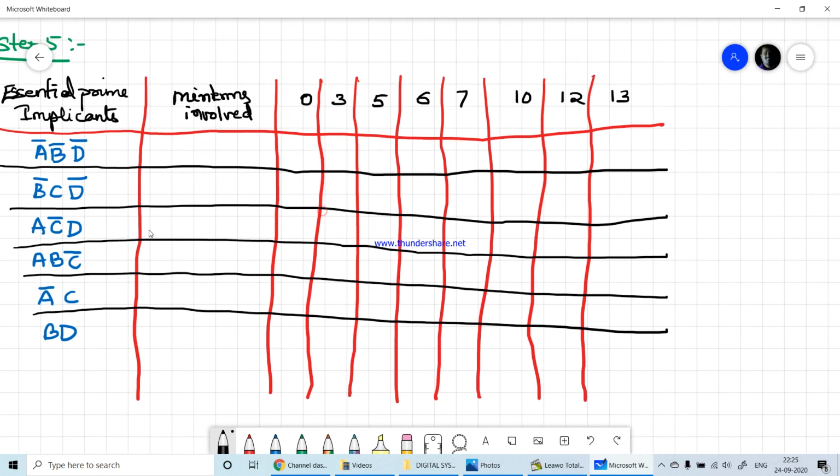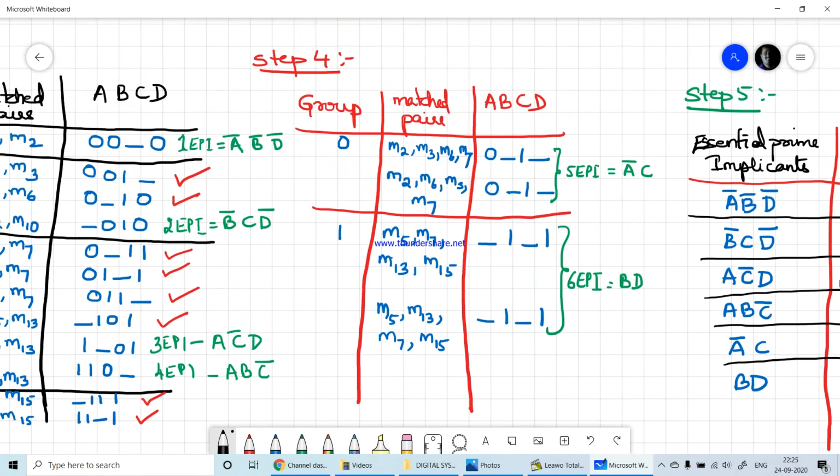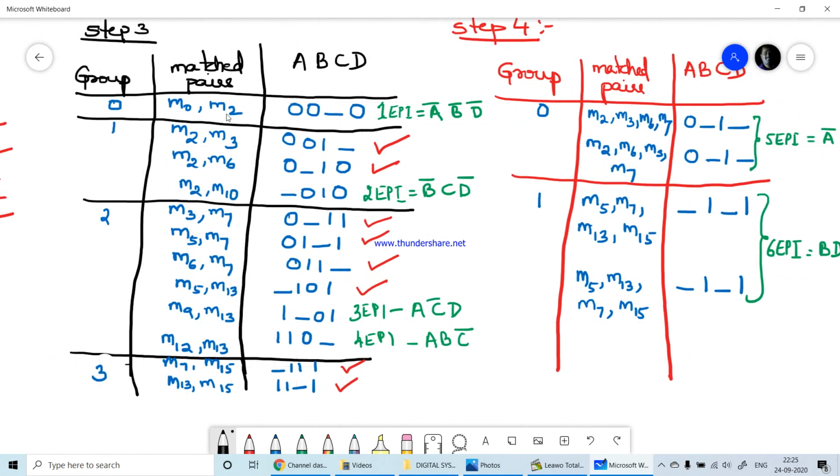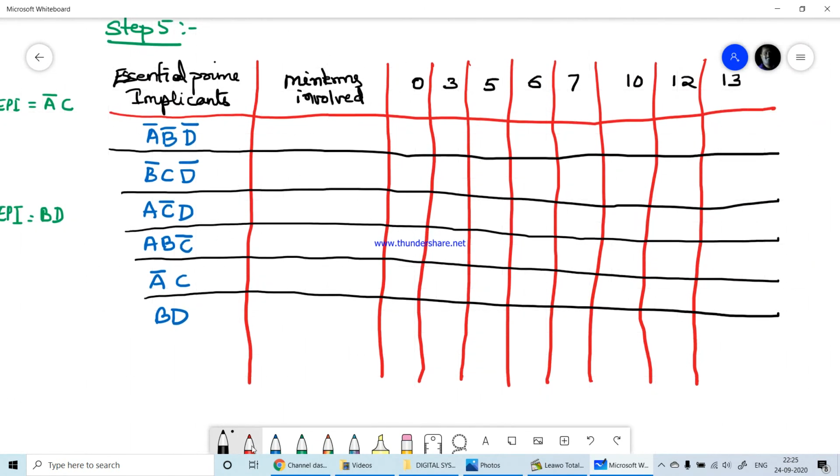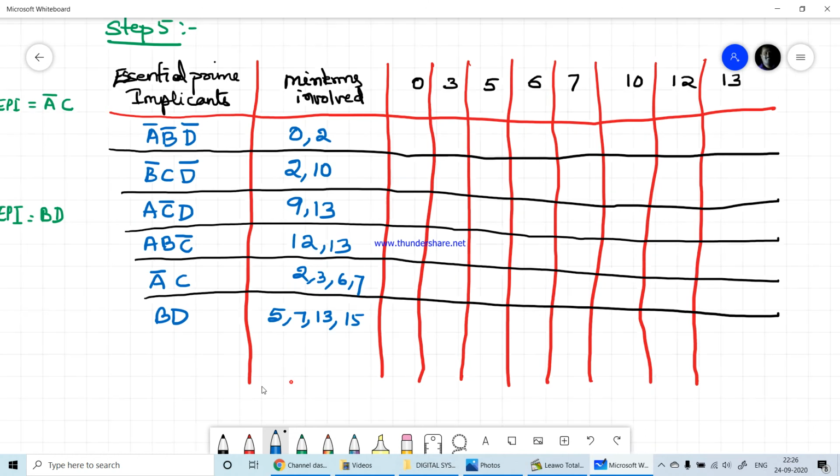Now what were the min terms involved in A bar, B bar, D bar? If you go back and see, the min terms involved here are M0 and M2. So I'll write min terms for everything now. It is 0, 2. Similarly, we have 2, 10 for B bar, C, D bar. Then for A, C bar, D, we have 9, 13. Then for this it is 12, 13. Then we have 2, 3, 6, 7 for this. And we have 5, 7, 13 and 15. This is what we have, the min terms involved in these essential prime implicants.